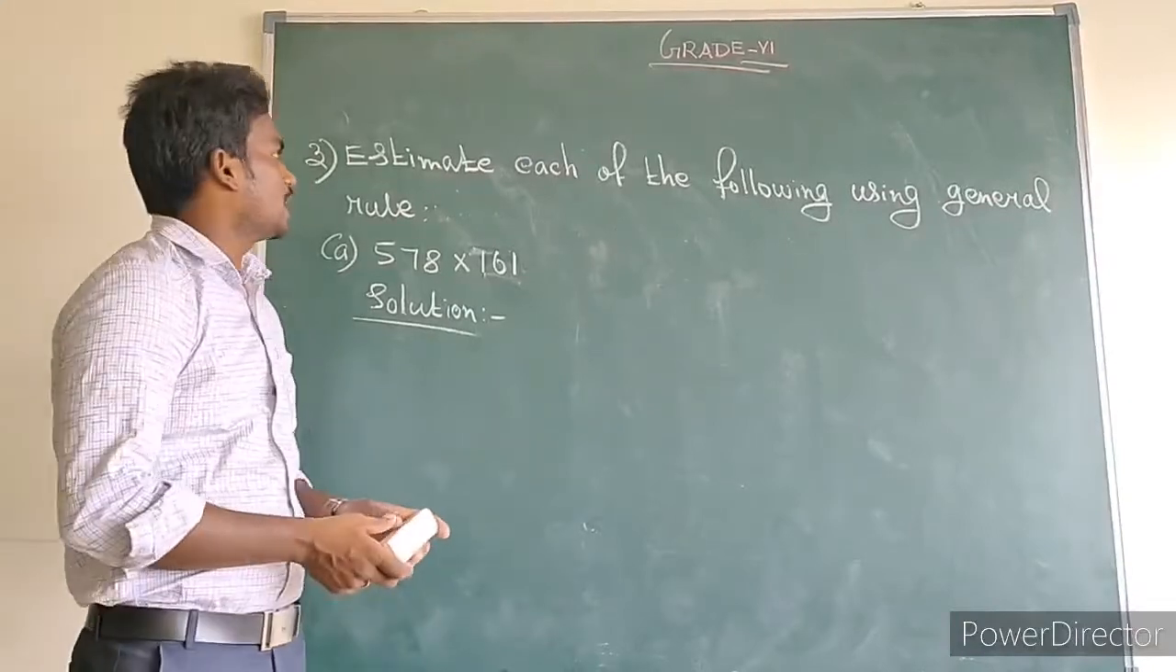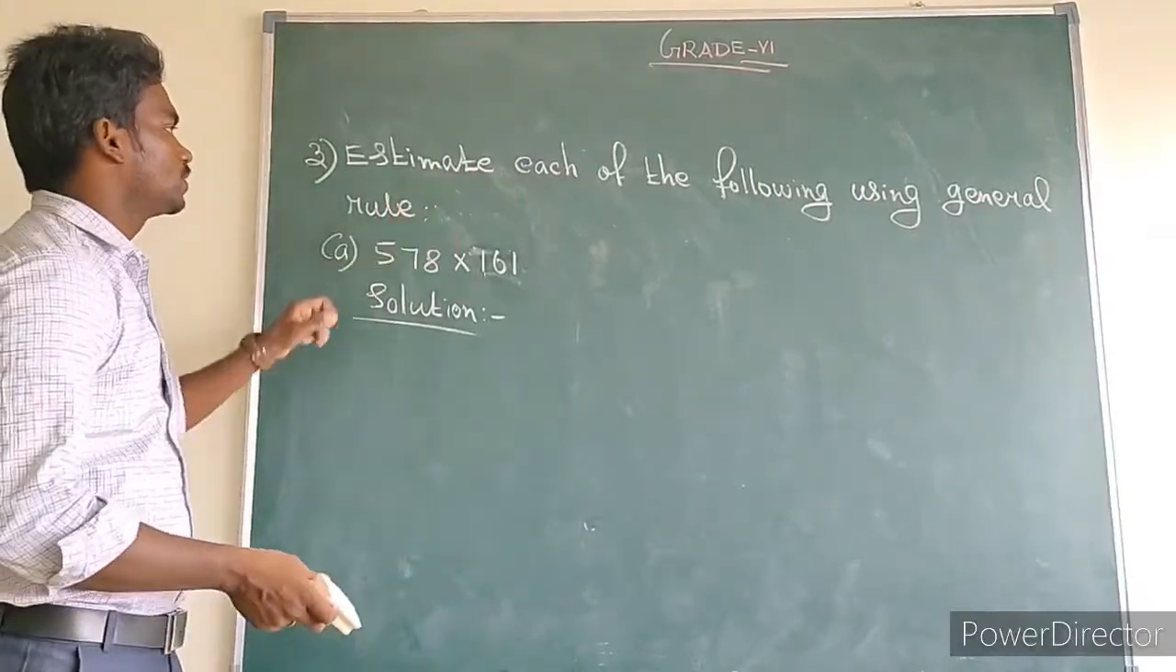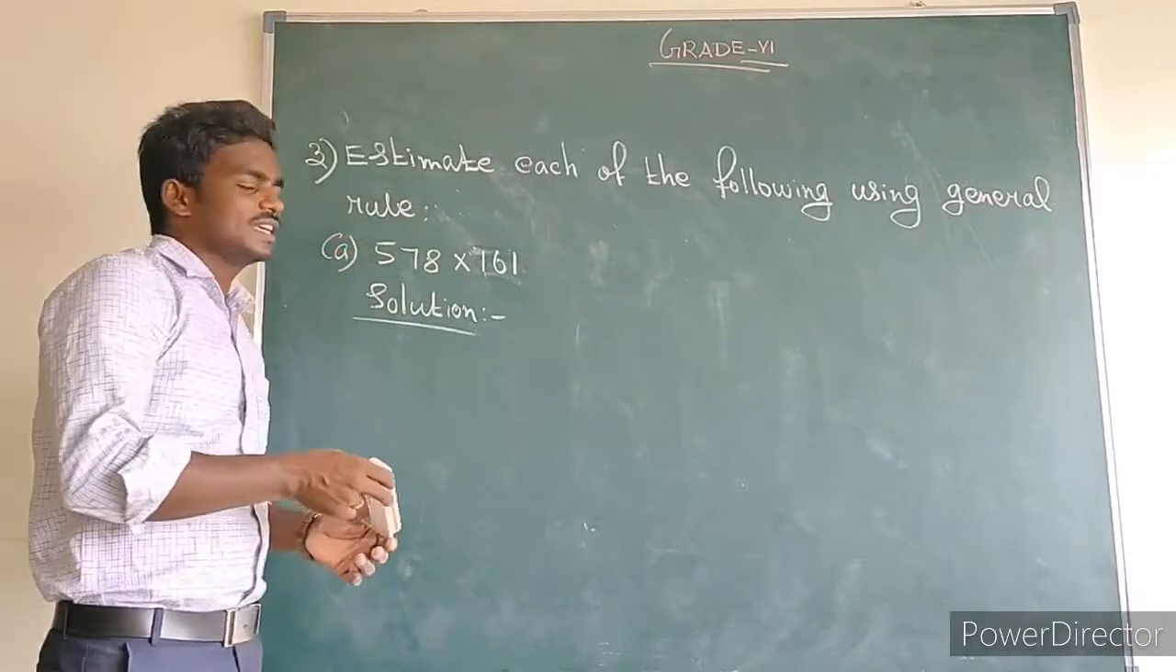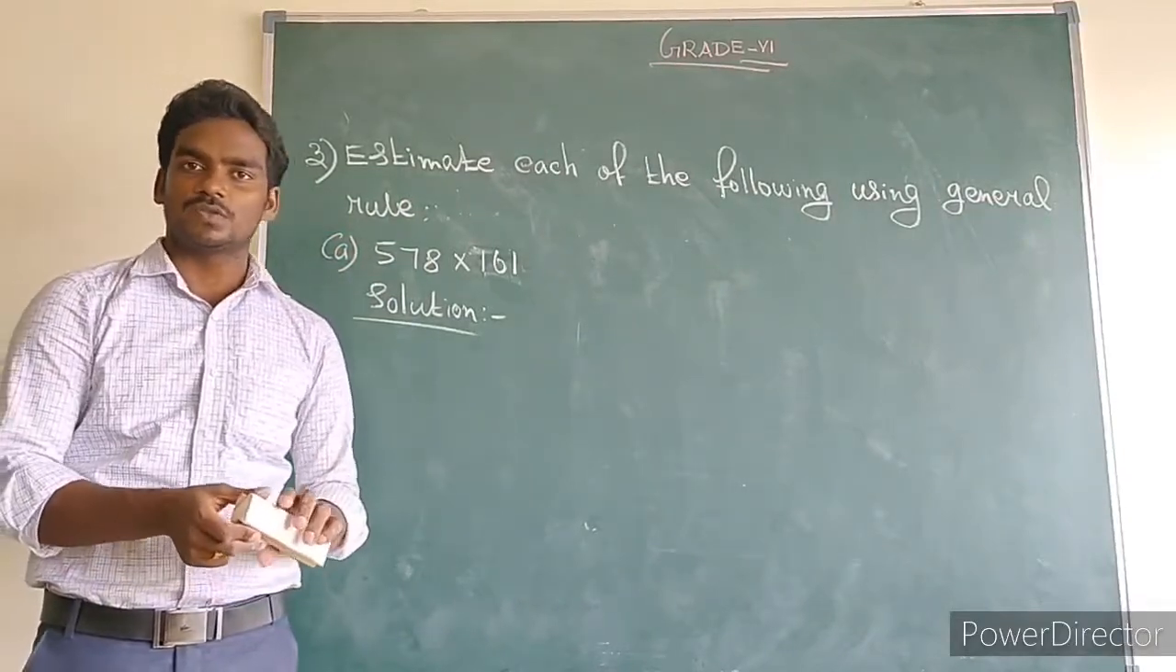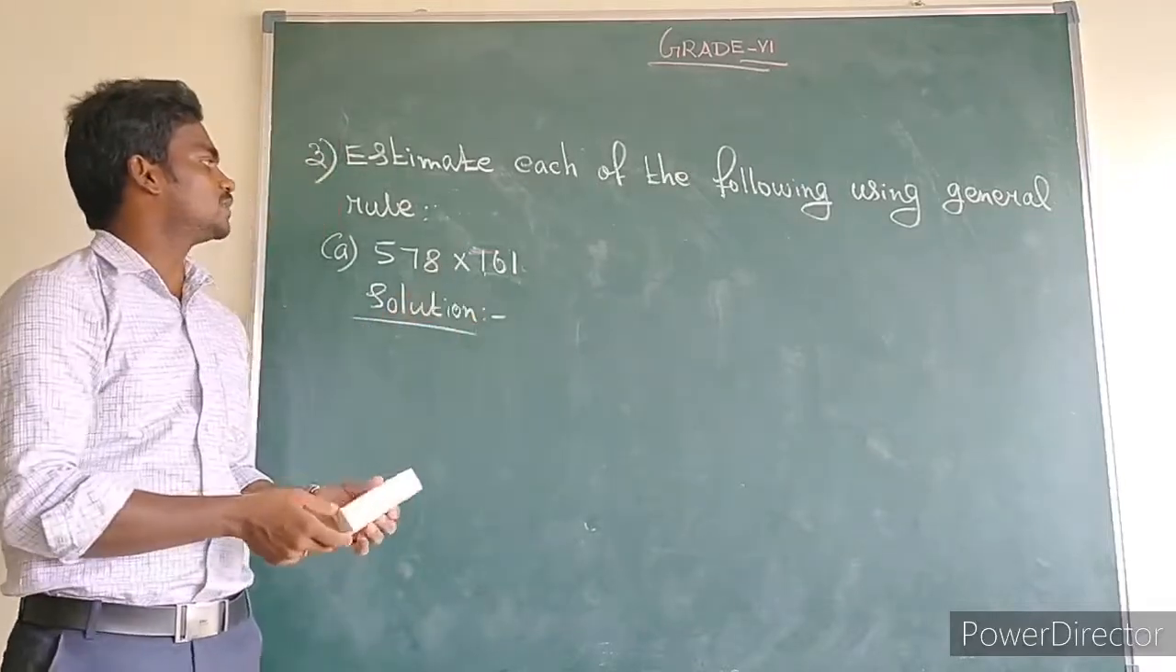So next, our third question. Estimate each of the following using the general rule. If the nearest 100 is given, you find the nearest 100, or if the nearest 10 is given, you find the nearest 10. But general rule means we can choose our own way.